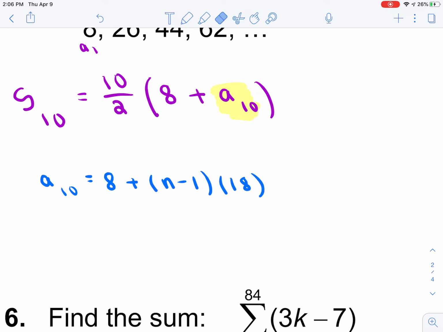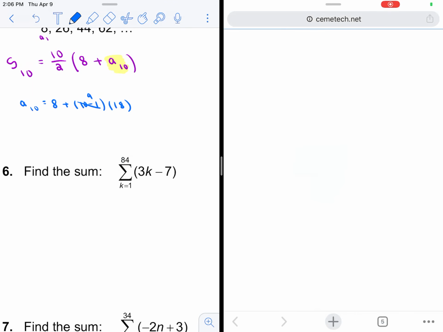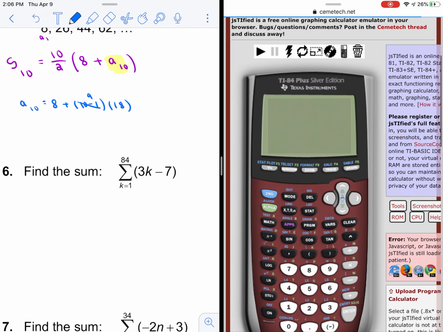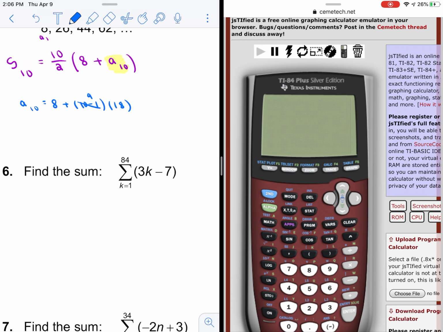Now, what is our n value? Because we want to find the 10th term, n is equal to 10. So what we can do is simplify this. 10 minus 1 is 9, and we can use our calculator here to find what that 10th term would be. Going to my calculator, I'm going to do 8 plus 9 times 18, and that's going to give me what my 10th term is. Once I find my 10th term, then I can fill that in for a sub 10.